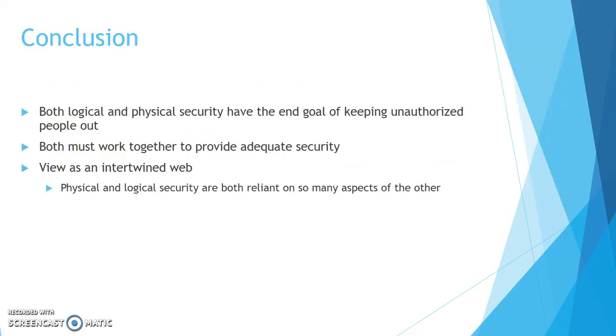In conclusion, both logical and physical security have an end goal of keeping unauthorized people out of the system, whether it be physical or whether it be through software. Both have to work together to provide adequate security. Logical and physical security should be viewed as an intertwined web. Both of them have many aspects that are reliant on many aspects of the other type of security. If utilized properly, logical and physical security can be utilized in a way to provide an organization with quality cybersecurity.